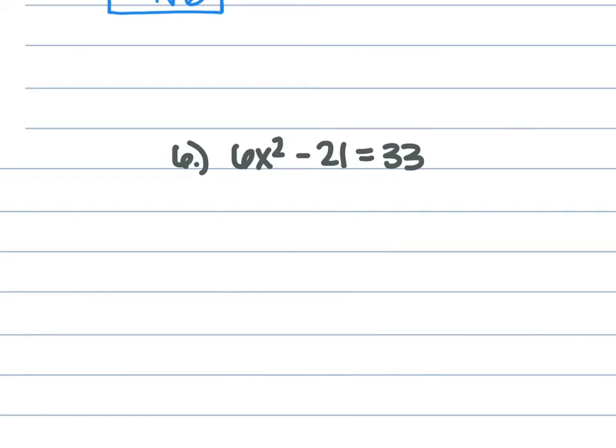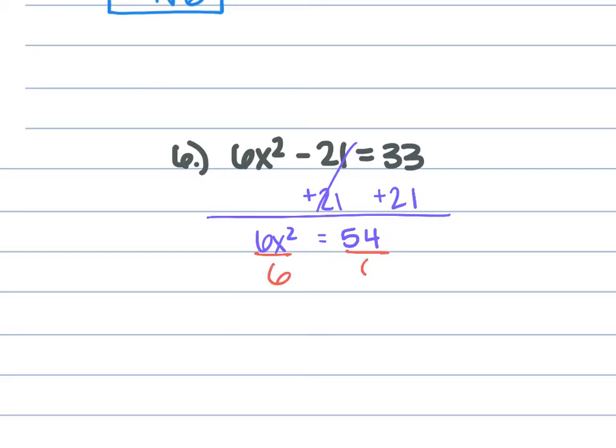For 6, we have 6x squared minus 21 is equal to 33. We're going to start by moving that 21 over, adding it to both sides. So we have 6x squared is equal to 54. 3 and 1 is 4. 3 and 2 is 5. From here, we divide each side by 6. x squared is equal to 9. Then we take the square root of both sides. So x is equal to plus or minus 3.